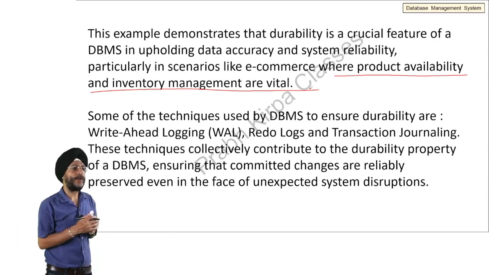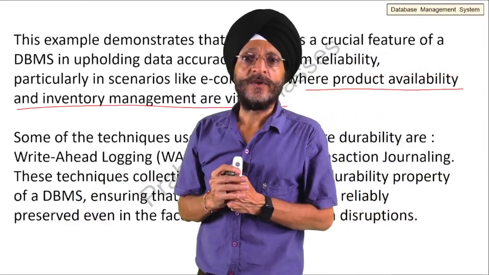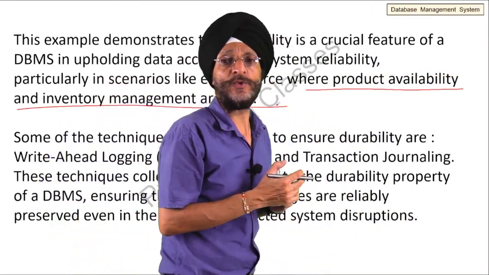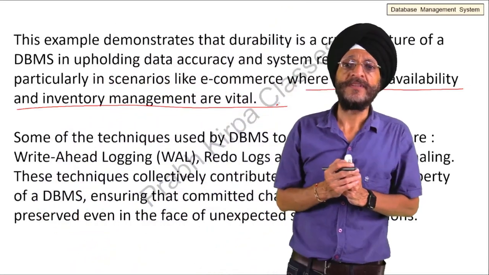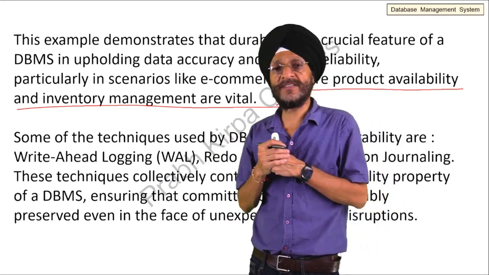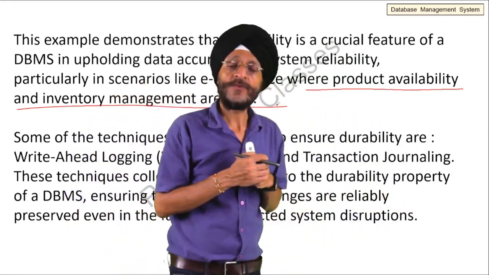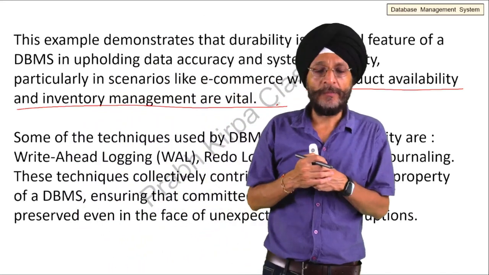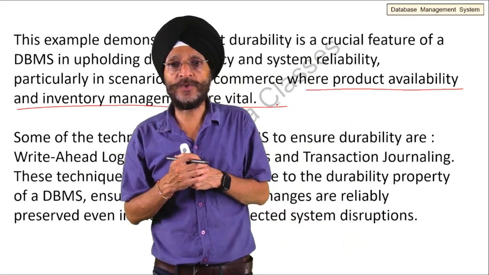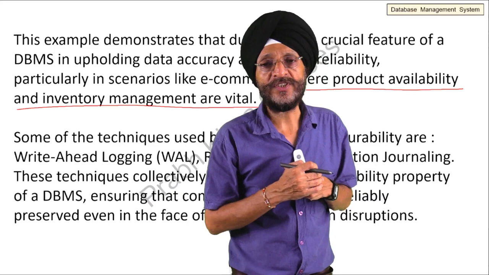Because in e-commerce, if there is mis-selling, or selling of a product which is not actually physically available in the inventory or the stock of the online site, it will result in large scale customer dissatisfaction. So here the durability property of DBMS comes into play and ensures that such situations do not arise.